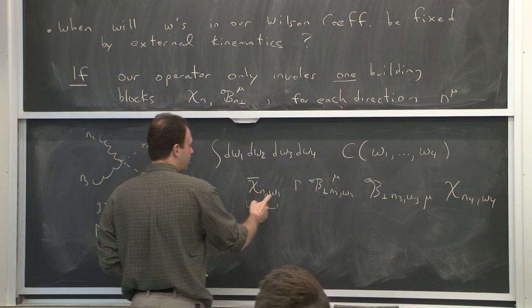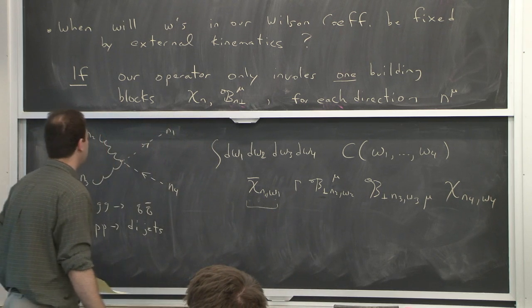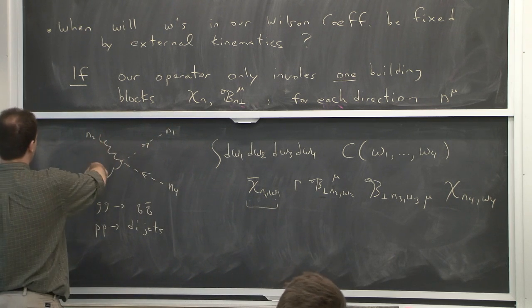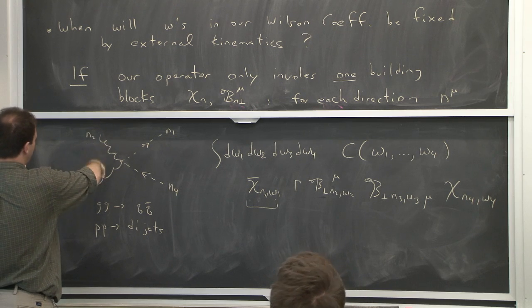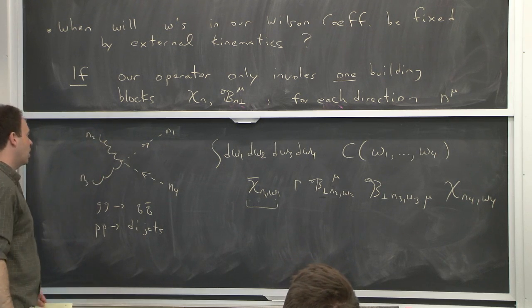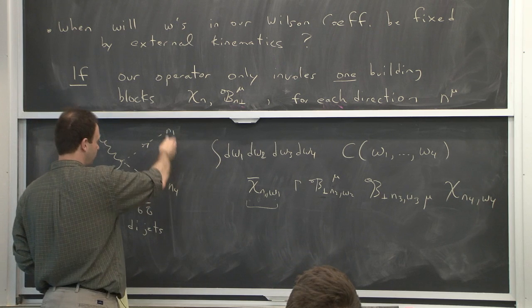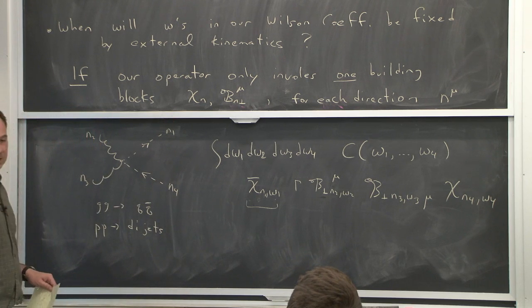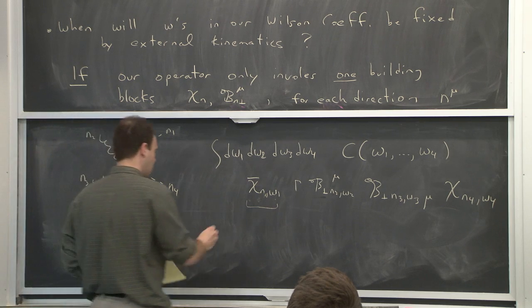And so if you think about what can fix these ω's, it's really only external information. So what are the momentum fractions of the incoming quarks from the PDFs? What are the energies of the outgoing jets? That's the type of information that even in this case would fix the ω's.